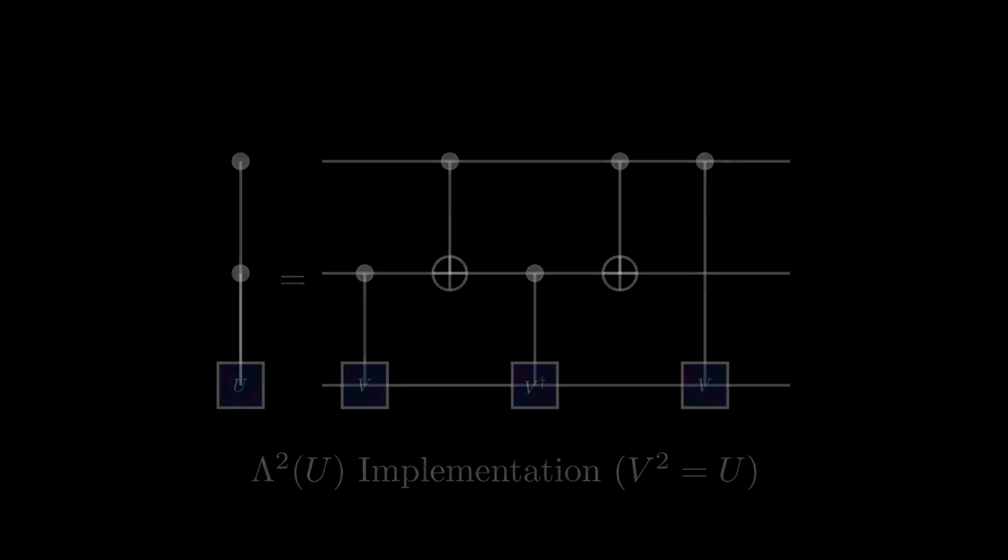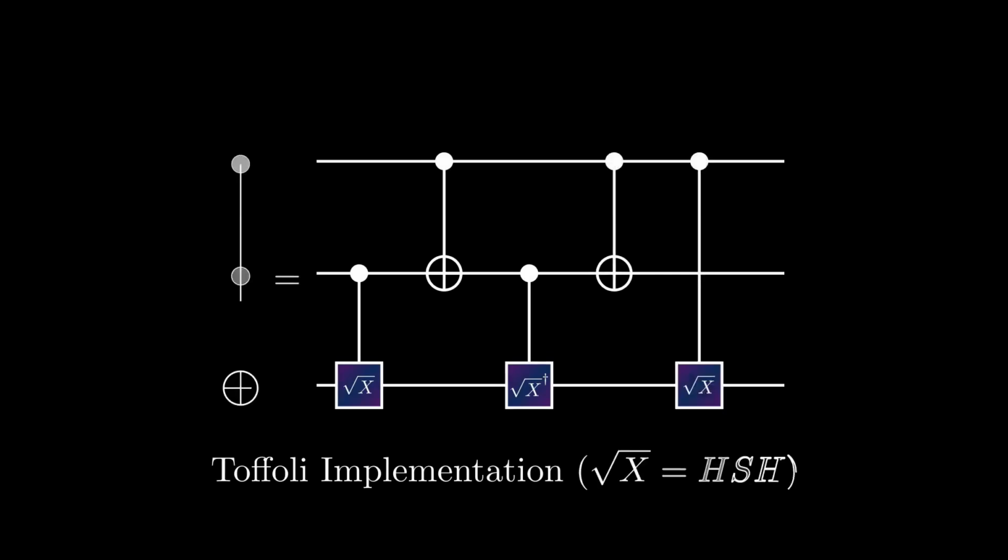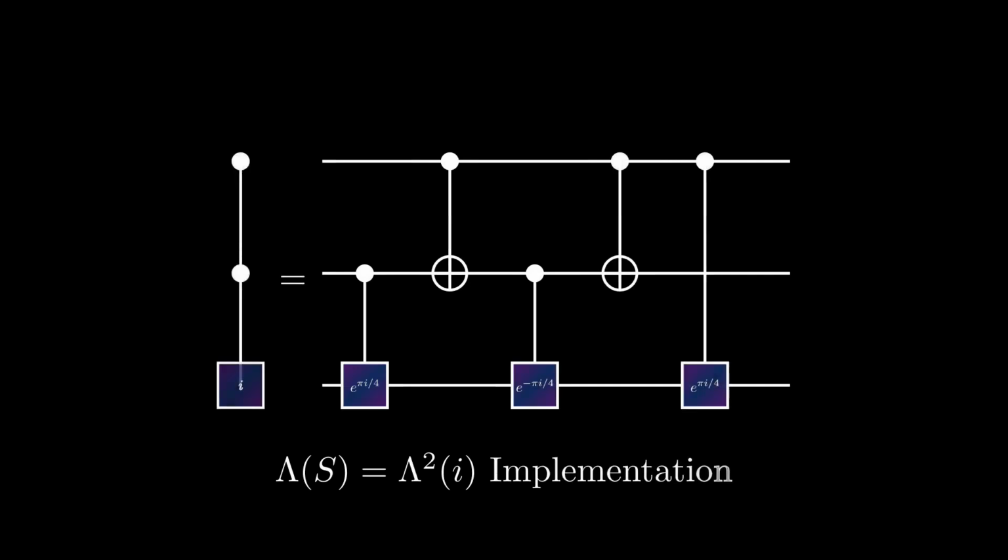For a Toffoli gate, we have that u equals x equals HZH, meaning that v, the square root of x, is just HSH, since S squared is Z. Consequently, each controlled square root of x operation can be written as a controlled S operation conjugated by 2 Hadamard operations. We can then observe that lambda of S can be written as the 2-qubit control gate that just applies a phase i, in other words, lambda squared of i.